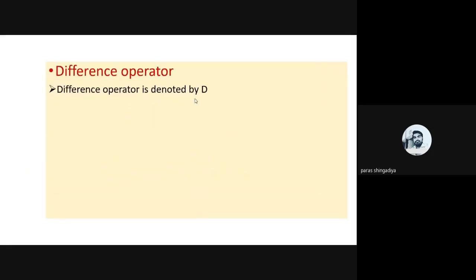And after that, there was a simple one, the derivative operator, D fx, that is known as d by dx of fx, and it is also known as f dash x. It is a simple difference operator.